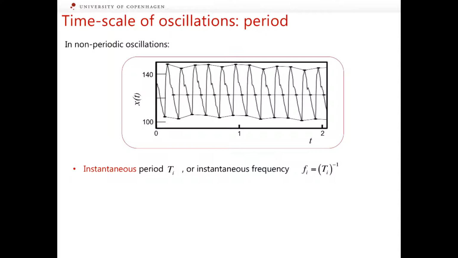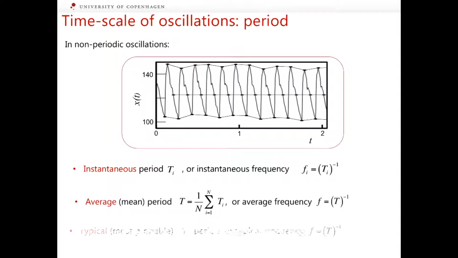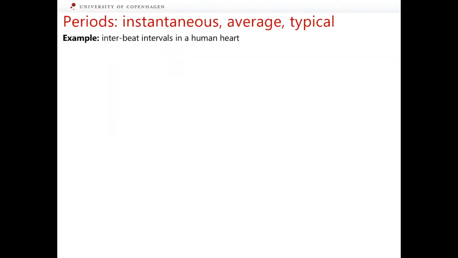However, it might not be convenient to operate with many periods. We would prefer to have just one number to characterize a time scale. We can obtain this number by averaging all instantaneous periods over time and ending up with an average period T and with its inverse, average frequency. Alternatively, we can consider the most typical period and the respective most typical frequency. To obtain the most probable period, we need to estimate the probability density function from instantaneous periods.